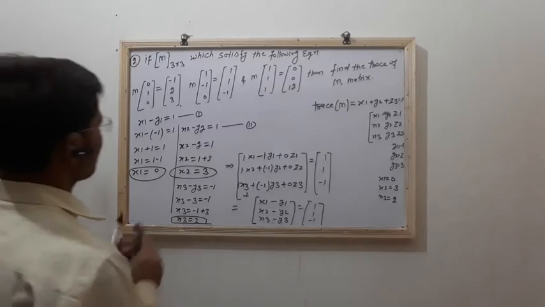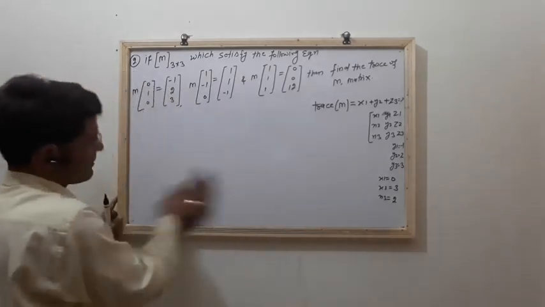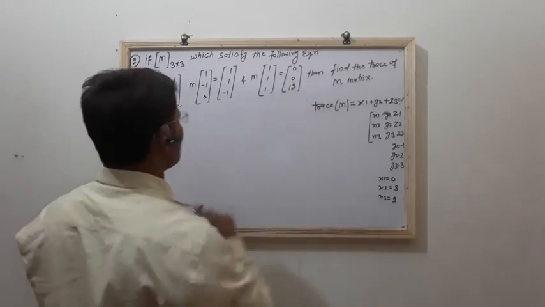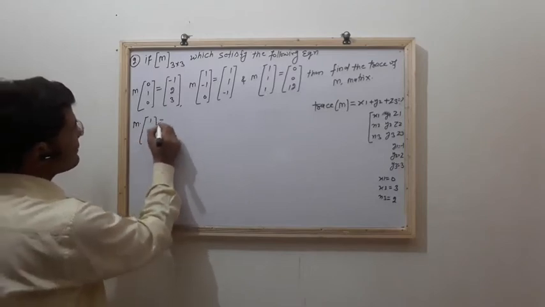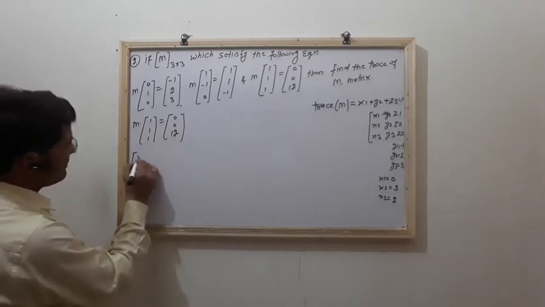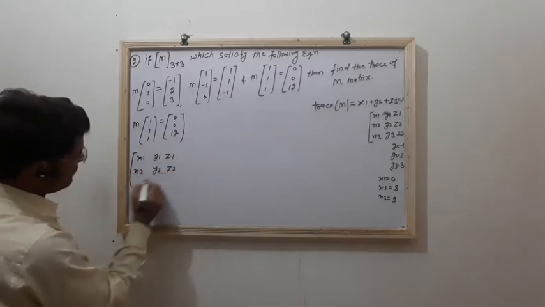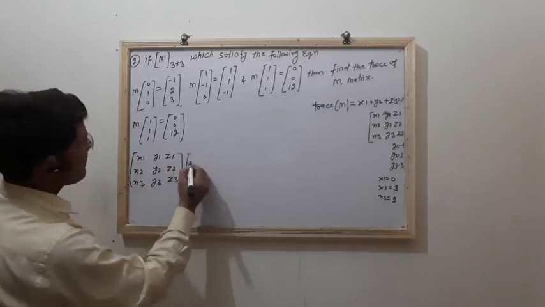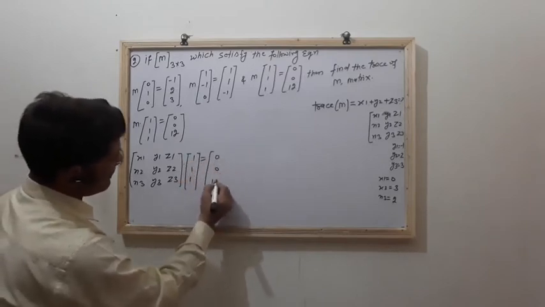Next, m into 1, 1, 1 is equal to 0, 0 and 12. Means that the value of m, x1, y1, z1, x2, y2, z2, x3, y3 and z3 into 1, 1 and 1 is equal to 0, 0 and 12.